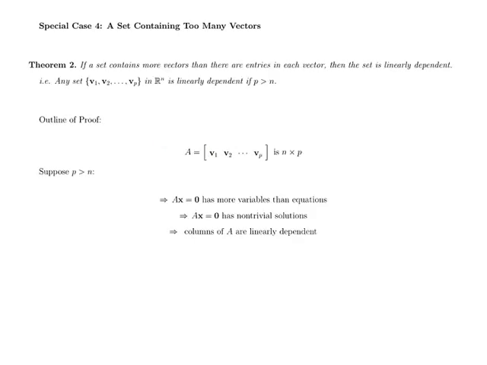The fourth special case here is a set containing too many vectors, and we'll talk about what too many vectors means in a second. So here we have, if a set contains more vectors than there are entries in each vector, then the set is linearly dependent. Also said, we could say that any set of p vectors in Rn is linearly dependent if the number of vectors is greater than the number of entries. So p is greater than n.